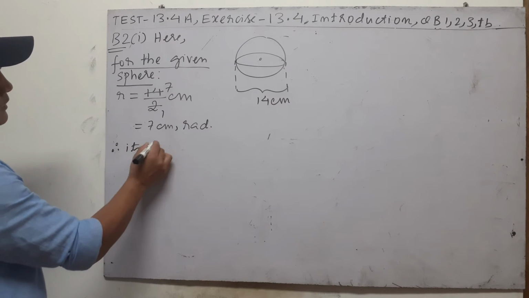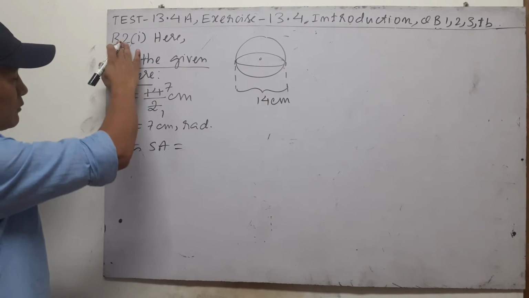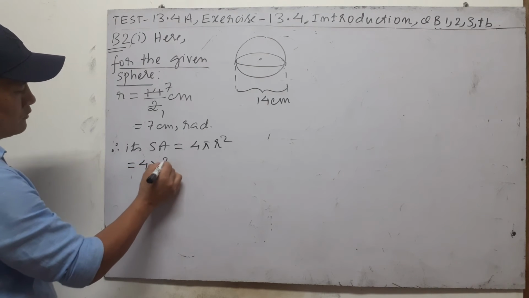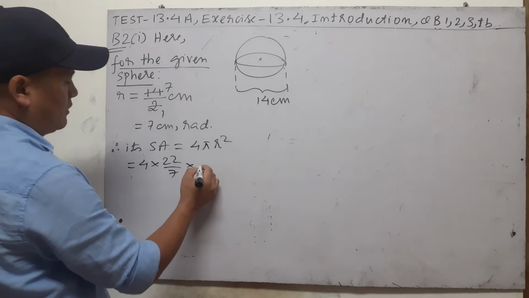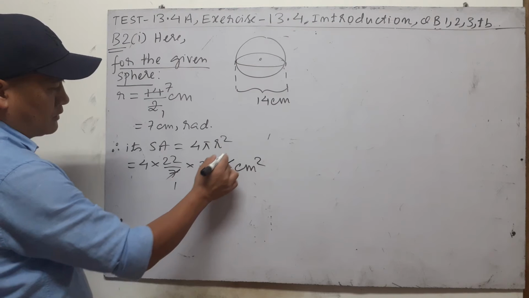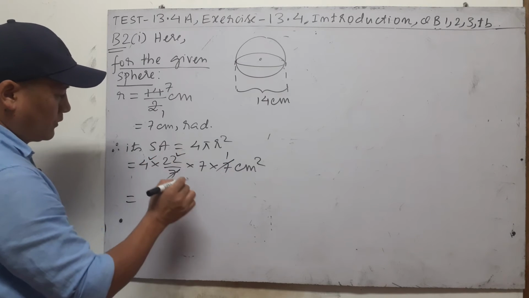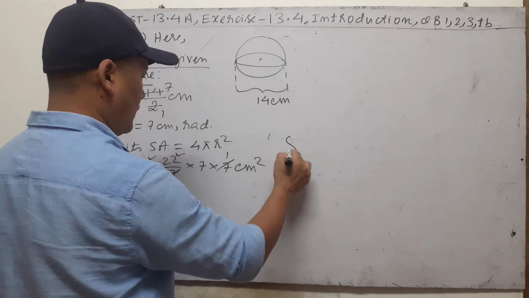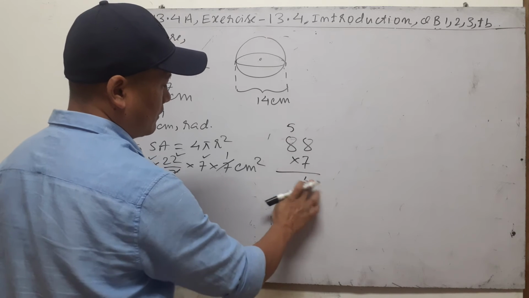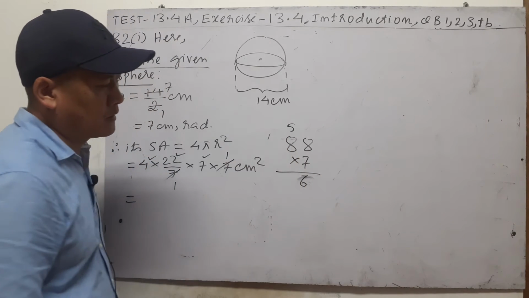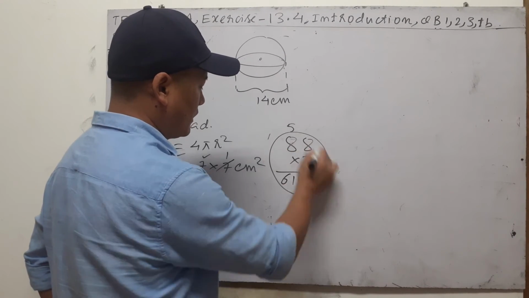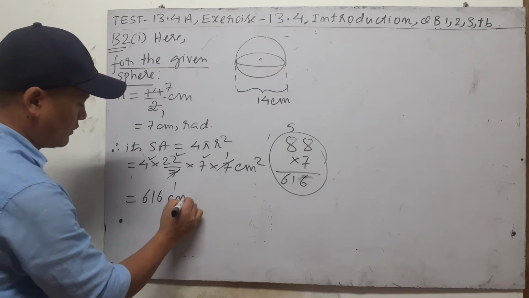Therefore, the remaining is same as the previous question number 1, B1. Surface area 4 pi r square. 4 into 22 by 7 into r, which is 7 into 7, r square, so area centimeter square. 7 and 7 cancel, 7 ones are 7, 7 ones are 7. 4 into 22, 88. 88 into 7, 7 8s are 56, 5 in hand. 7 8s are 56 plus 5, 61. So 616. You can write these things on your rough. 616 centimeter square is its surface area.